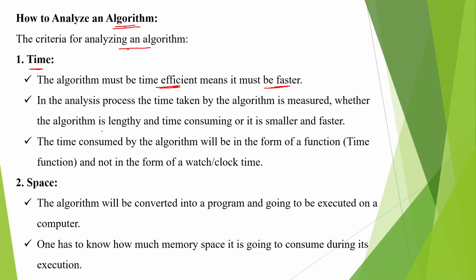In the analysis process, the time taken by an algorithm is measured, whether the algorithm is lengthy and time consuming, or it is smaller and faster. Lengthy means more number of instructions, so obviously it will consume more time, and if it has fewer instructions, smaller in size, fewer lines of code, then obviously it will be faster.